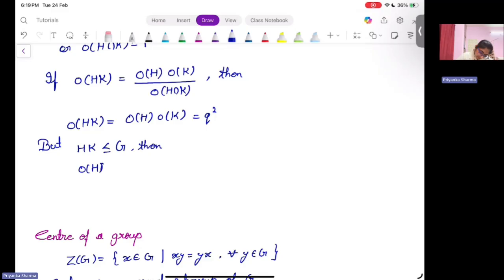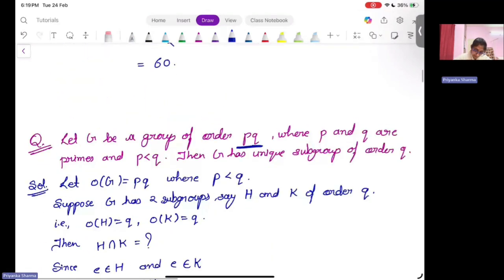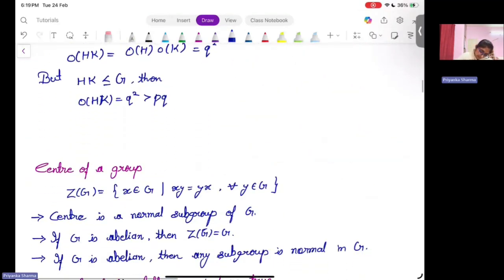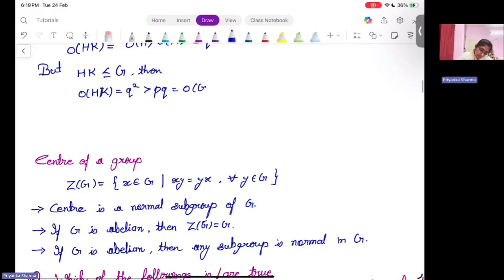order of HK, which is Q square, is greater than PQ. Why? Because Q is greater than P. It means this is greater than order of G, which is not possible. It is a contradiction. Therefore, we can't have more than one subgroup of order Q.